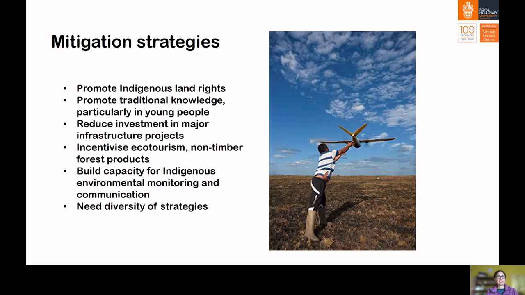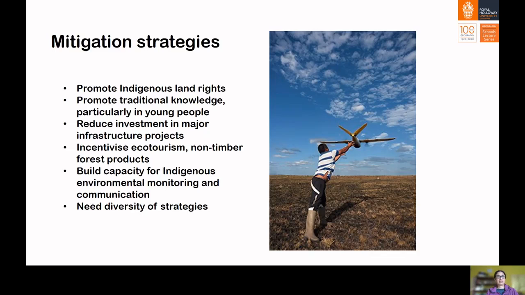And then looking at incentivizing other forms of income generation, so things like ecotourism, or non-timber forest products, so gathering products from the forest in a sustainable way that can then be marketed. For example, some communities have been looking at different kinds of cosmetic products based on different tree species that they have, and obviously I've talked about ecotourism already.